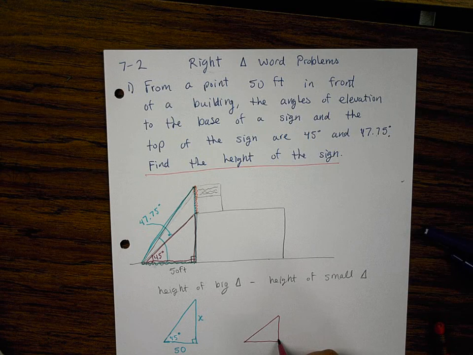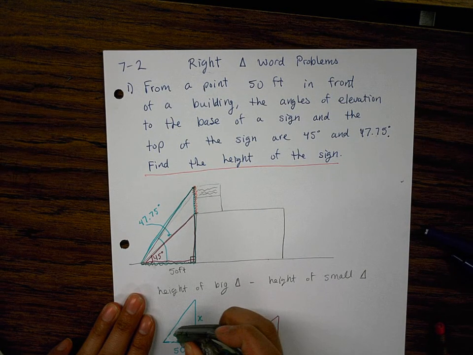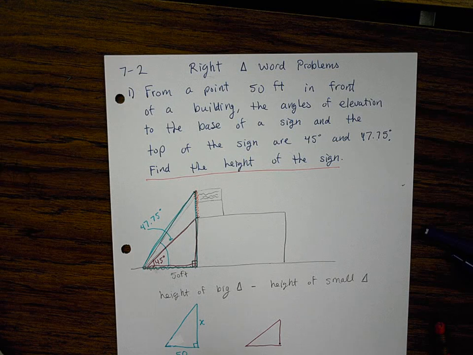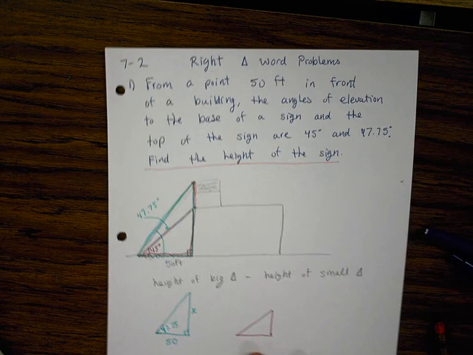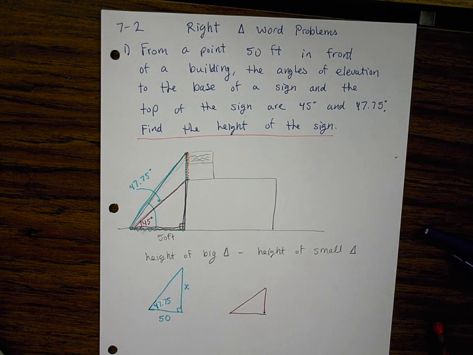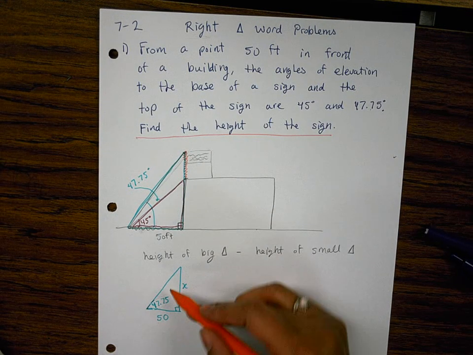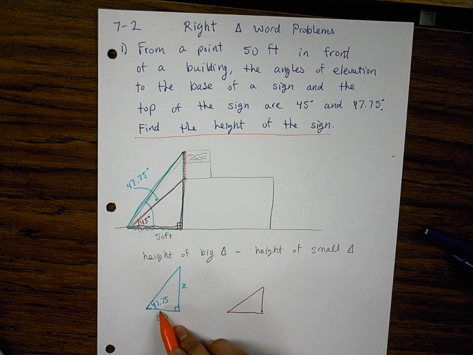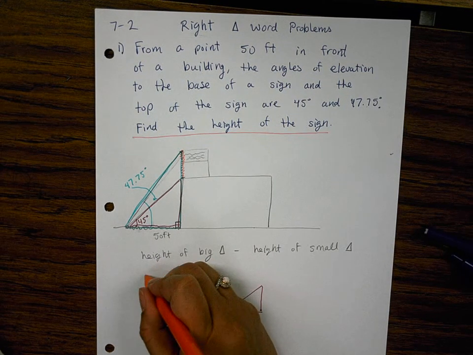And then the smaller triangle, sorry guys, I would restart, but I don't have time, so I'm just going to continue. 47.75, and I will get this right. Okay, so the big triangle is the blue one here. Base is 50. We don't know the height, and the angle of elevation is 47.75.